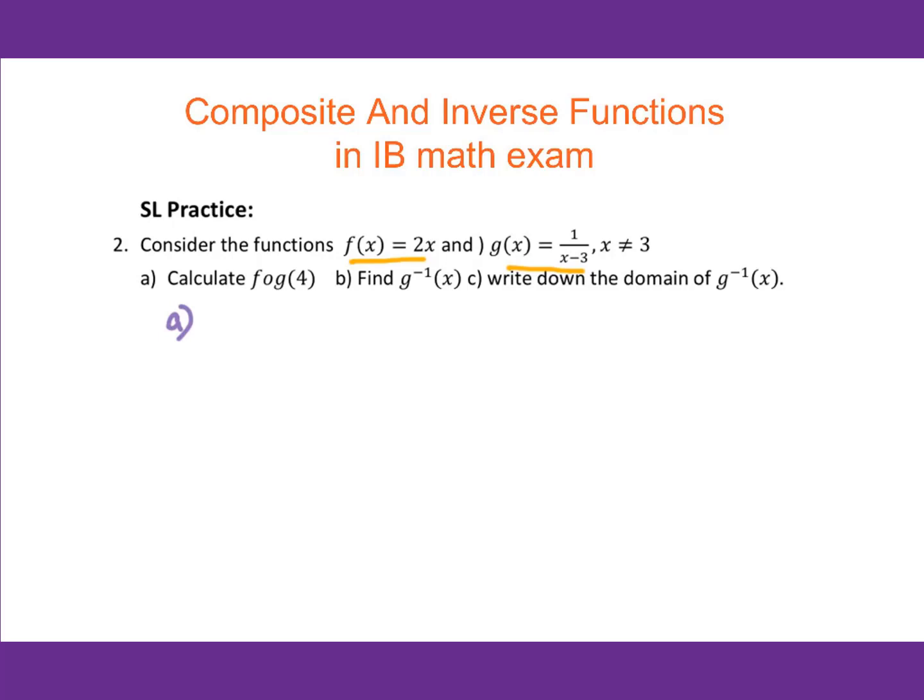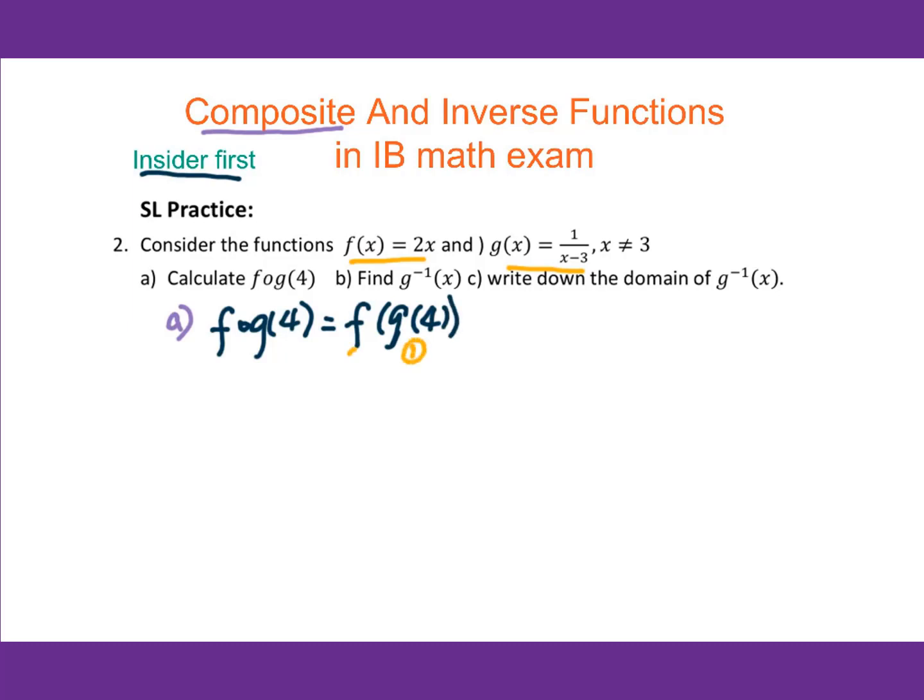For a composite function, remember inside first. If you can remember this rule, it makes things much easier. Therefore, for f of g of 4, you will work on the inside first. First step, and then second step. Therefore, g of 4 equals, go to the g function, 1 over 4 minus 3. Just plug 4 into the g function, you will get 1.